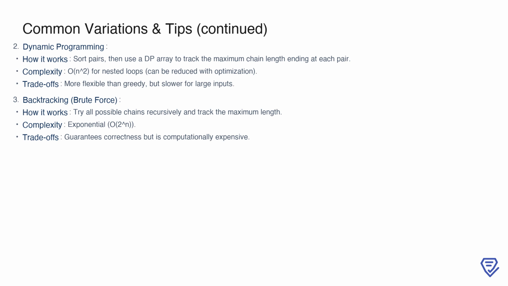Finally, there's the brute force approach using backtracking. This involves recursively trying all possible chains and keeping track of the maximum length. While this guarantees correctness, it comes with an exponential time complexity of O(2 to the power of n), making it impractical for large inputs. Understanding these trade-offs, efficiency versus flexibility, is crucial when choosing the right approach for a given problem.